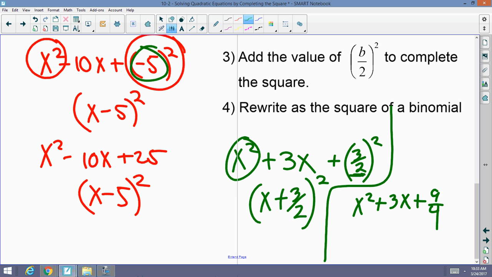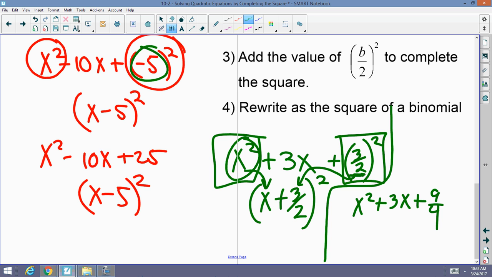Now you just got to do some soul searching and ask yourself a real question. How many of you are going to know what times what is 9/4, but when added together is 3? Be honest. Not many, okay? And even if you can, isn't it easier to recognize, wait a second, I have a perfect square? So when I'm completing the square, I take the square root of the first term, and I take the inside part of the second term, and I'm done.